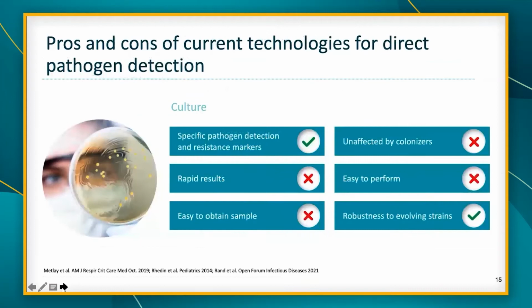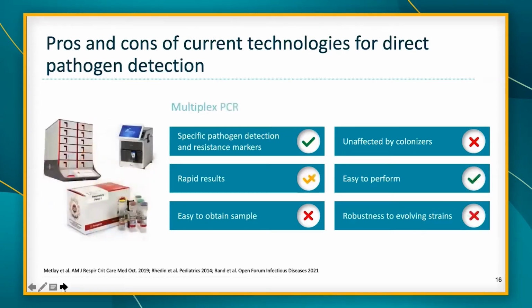So let's just look quickly at some of the pros and cons. Well, with culture, that's been the standard of care for decades. You get the specific organism and robustness to evolving strains. So if a new pathogen presents, you don't have to set up a whole new technology. Culture can accommodate that. But the results aren't rapid. If you can't obtain a sample, you obviously don't have any tests to run. You can pick up colonizers, and it requires a microbiologist to run that.